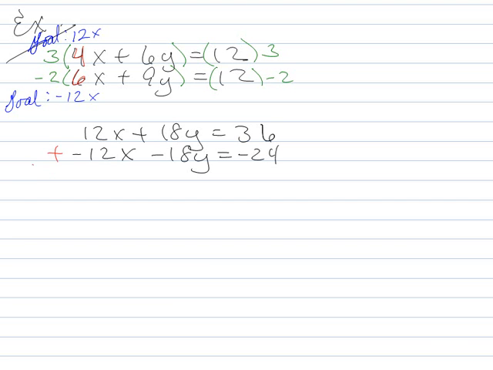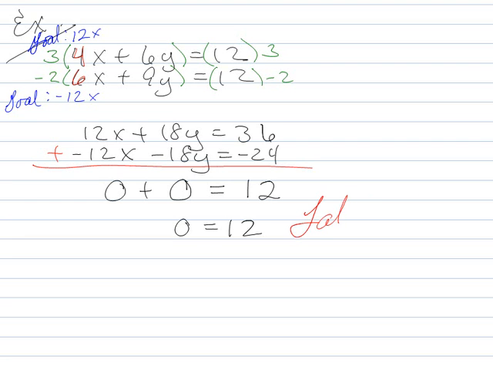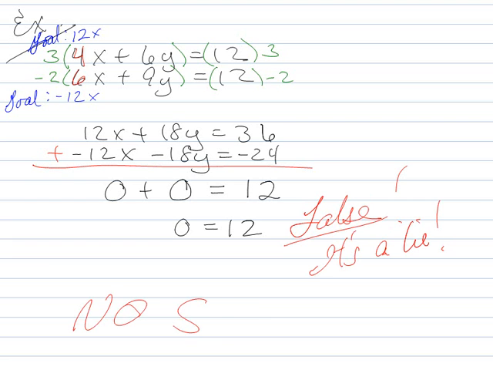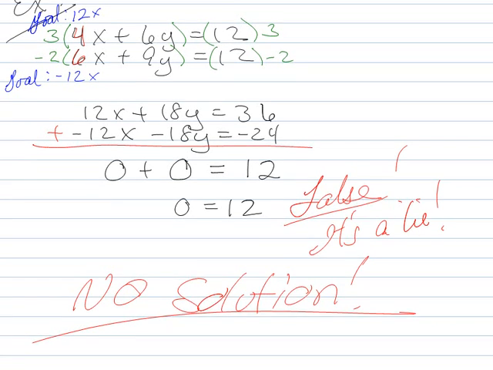Okay? You might begin to become suspicious. 12x minus 12x is 0. 18y minus 18y is 0 equals 12. 0 equals 12. What's 0 equals 12? Is this true or false? This is false. It's a lie. So since it's a lie, what does that mean? It means we have no solution. Yay, no solution. All right. So that's what a no solution looks like. It's the exact same thing. You're just going to end up with a mean, angry problem.